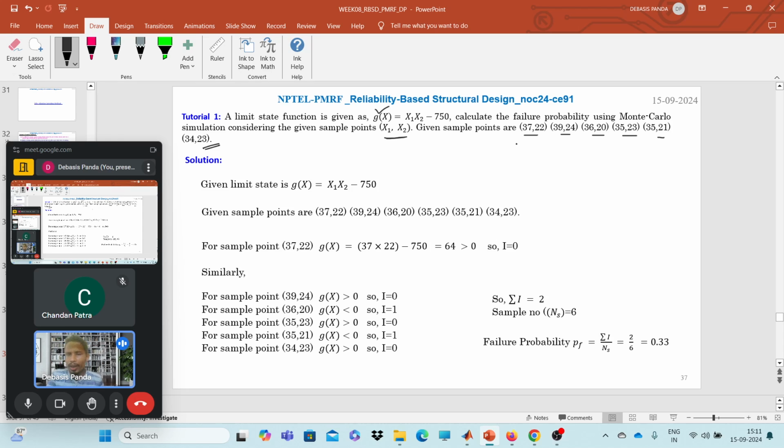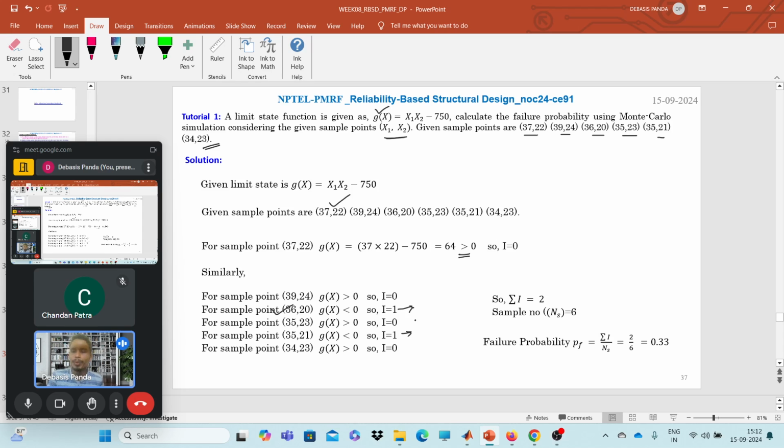So if we have this many samples, and if this is my limit state, what should be the probability of failure? Based on the samples, we need to check how many times your gx is 0 or less than 0. So for the sample, put the values of x1 and x2, and this is greater than 0. That means for the safe domain, we don't assign any indicator value. Similarly, we will check for the rest. Here we can see that for 36 and 20 we will get one sample where the gx becomes 0. So we have one indicator function.